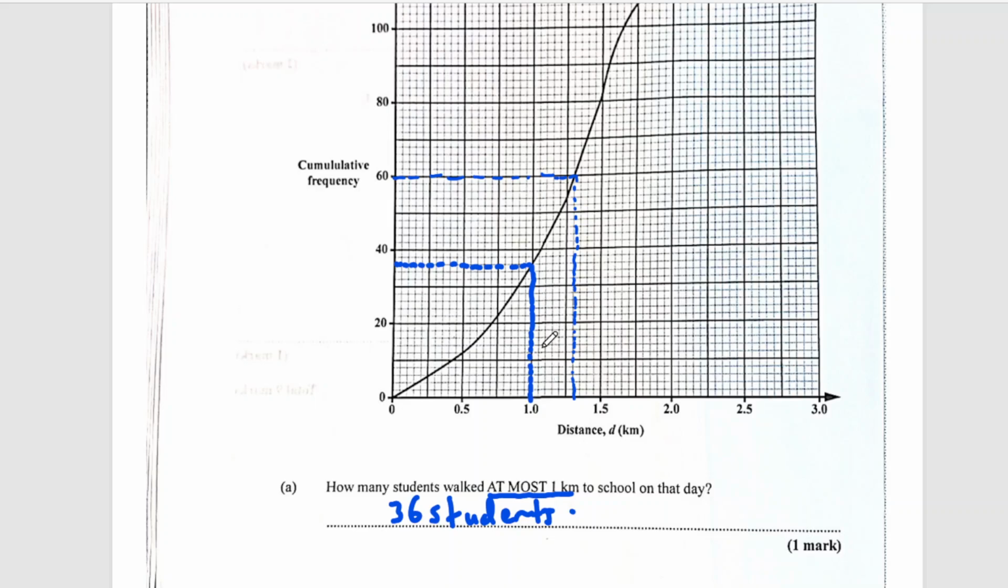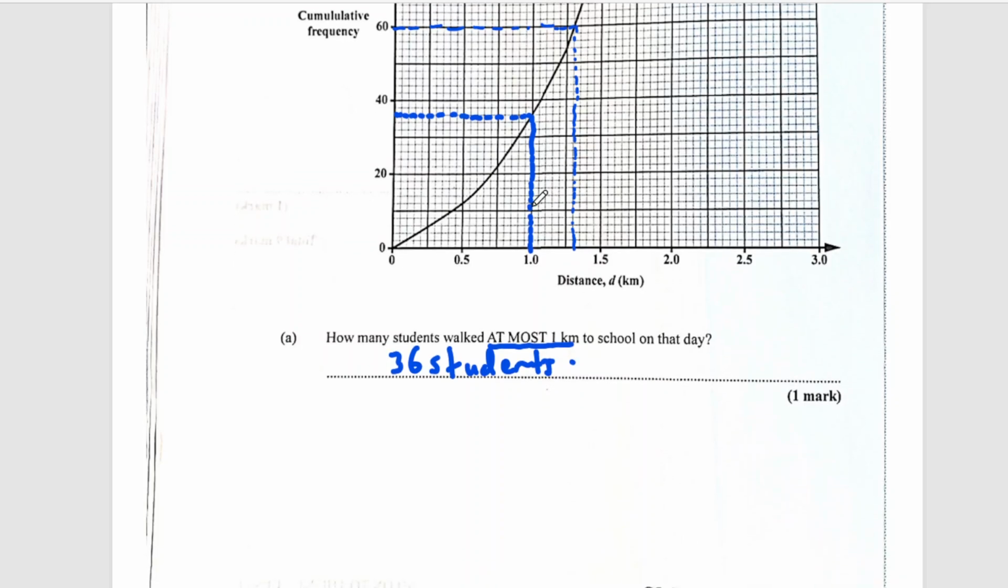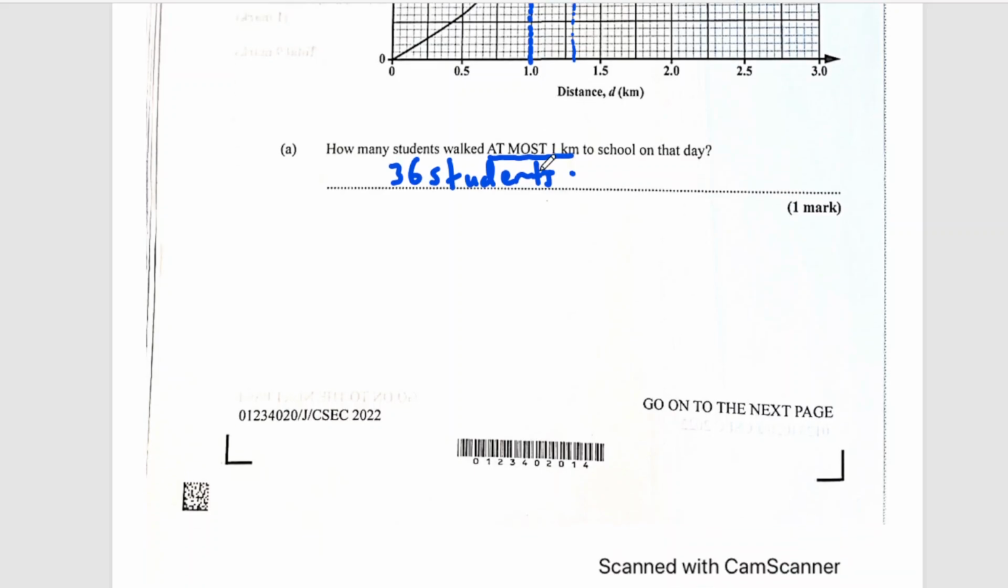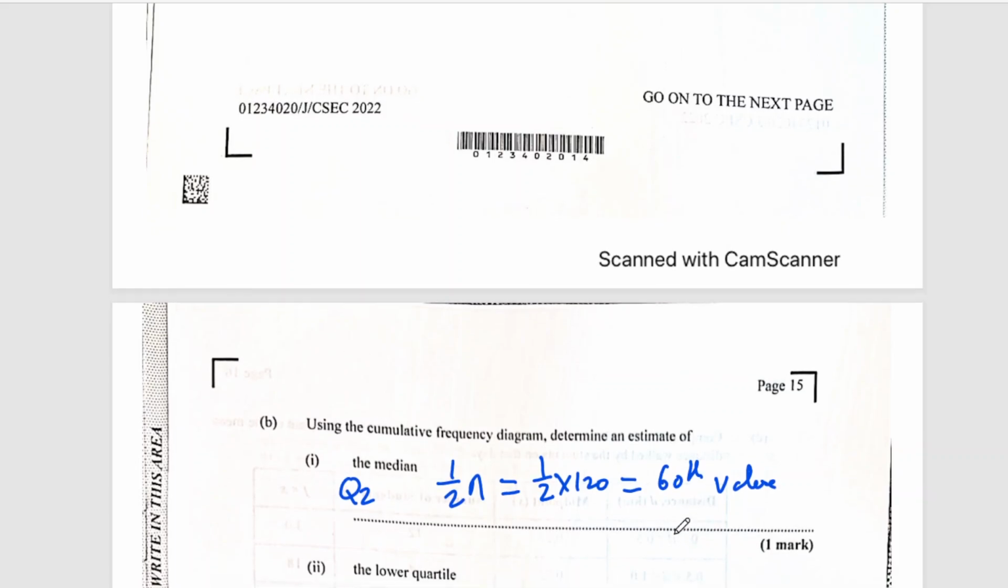That is 1.3 kilometers, right? And make sure this is 1, 1.1, 1.2, 1.3. Yeah, at 1.3 kilometers. Again, I repeat it, make sure and draw these lines, right? Draw them, you get your mark. So your median here is 1.3 kilometers. From your graph, we get 1.3 kilometers.